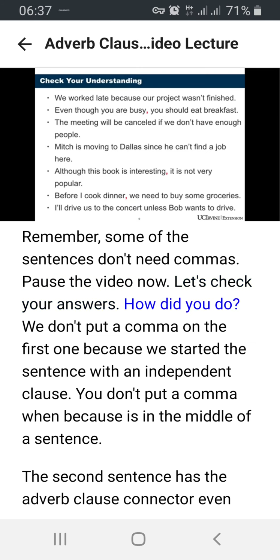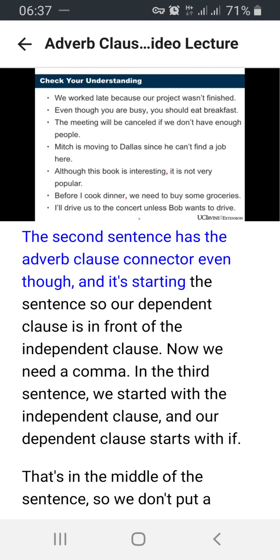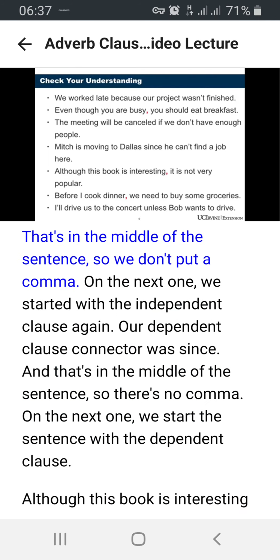Let's check your answers. How did you do? We don't put a comma on the first one because we started the sentence with an independent clause. You don't put a comma when because is in the middle of the sentence. The second sentence has the adverb clause connector even though, and it's starting the sentence. So our dependent clause is in front of the independent clause. Now we need a comma. In the third sentence, we started with the independent clause, and our dependent clause starts with if. That's in the middle of the sentence, so we don't put a comma.